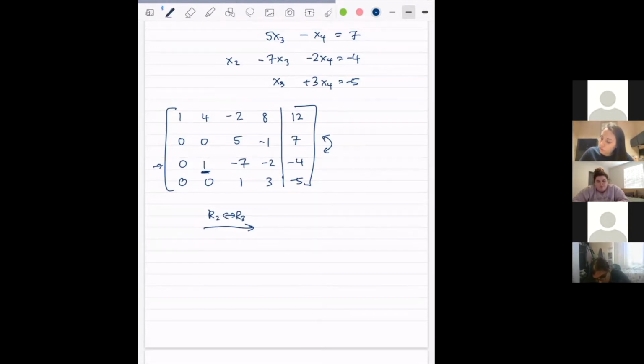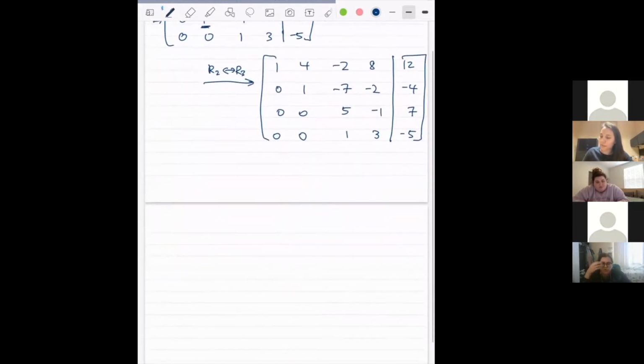And then we will get everything else stays the same. And then we write 0, 1, -7, -2, -4, 0, 0, 5, -1, 7, and then 0, 0, 1, 3, -5.